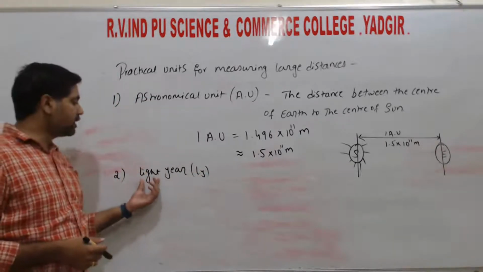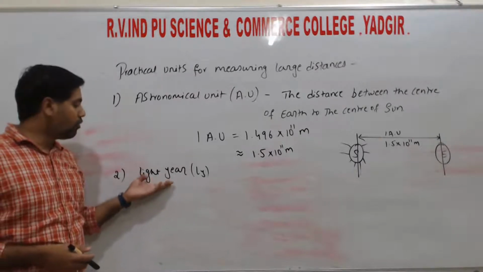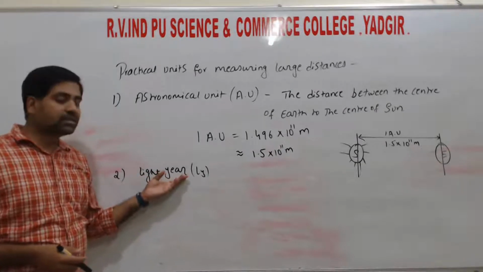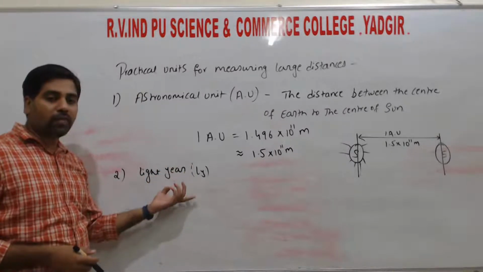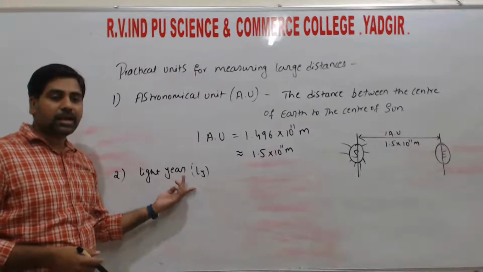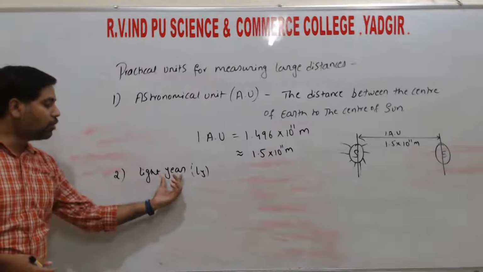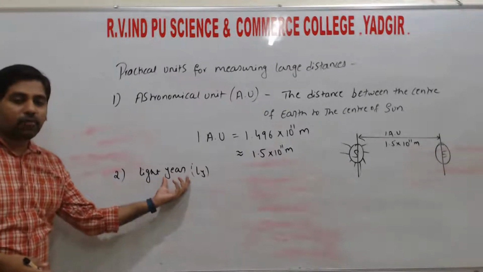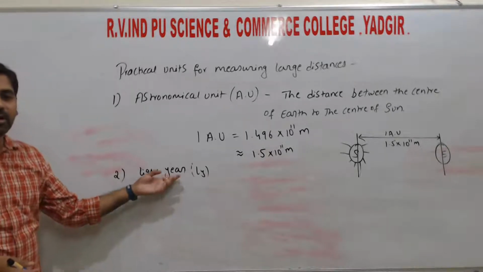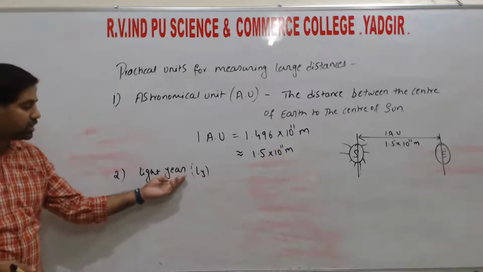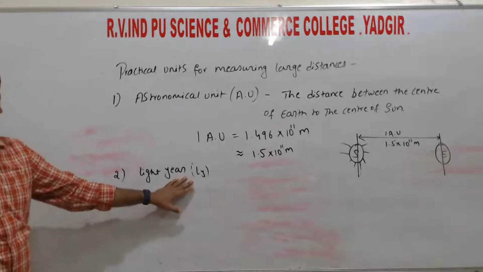The name itself says light year. So year and light. What it says is, the distance covered by light when it travels for 1 year, that is how much distance it covers by traveling in 1 year, that one we call a light year. That is the distance traveled by light in the time of 1 year. So that one we call the light year.